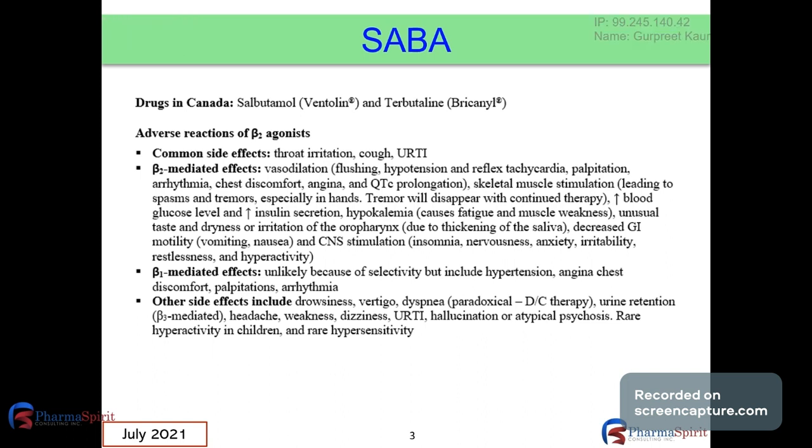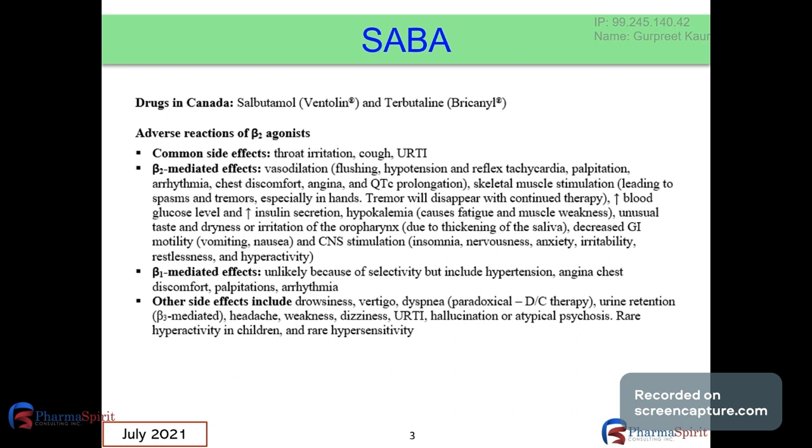And typically, the tremors are one of the side effects due to which the patient may stop using the beta 2 agonist. There is increase in the blood glucose level. Please remember, which is very important to keep in mind, which symptoms are beta 2 effect, and which symptoms are beta 1 effect. So increasing the blood glucose level is a beta 2 mediated effect, and so is increase in the insulin secretion.